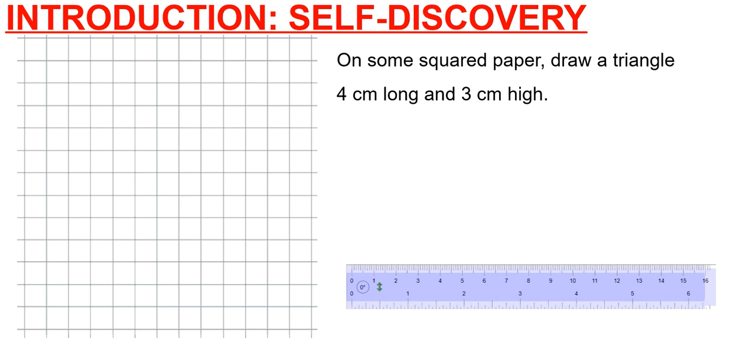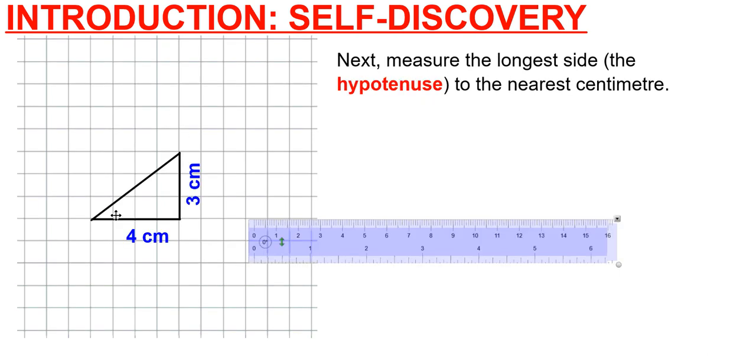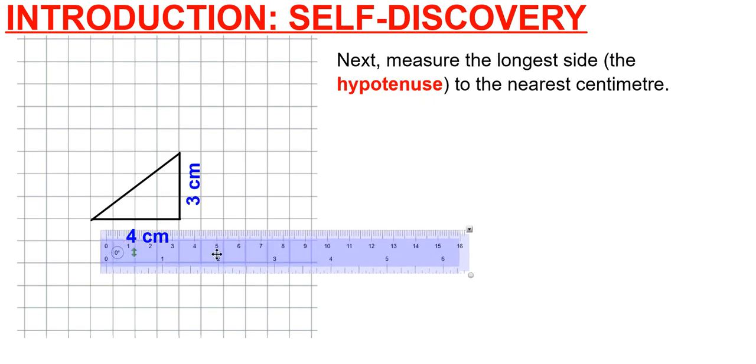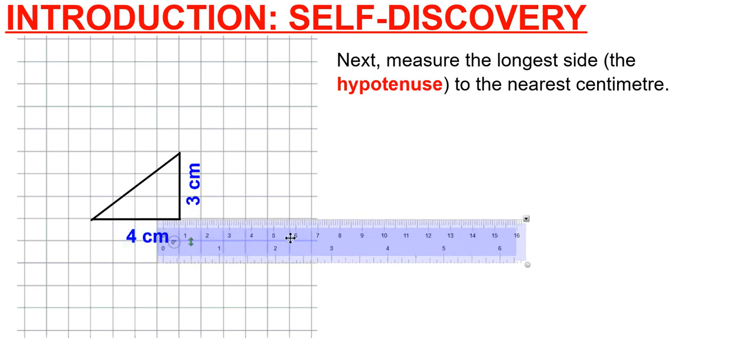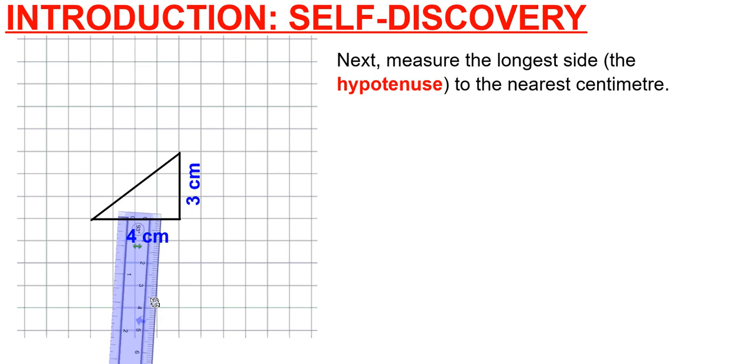And so here's one I made earlier. As you can see, it's 4 centimeters long. I've cheated and just made each square here exactly 1 centimeter. Your squared paper might well be different, so don't worry, but make sure yours is 4 centimeters long, like mine is, and just check that it's 3 centimeters high.